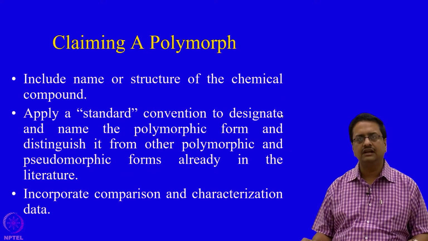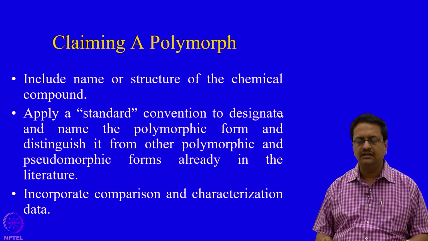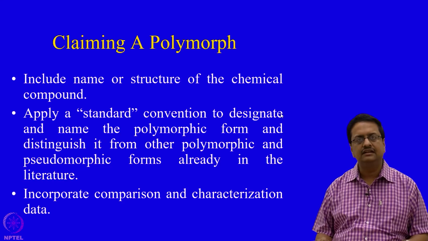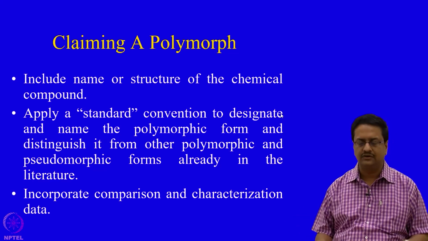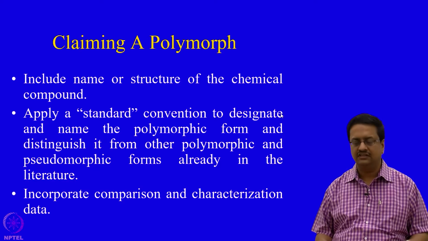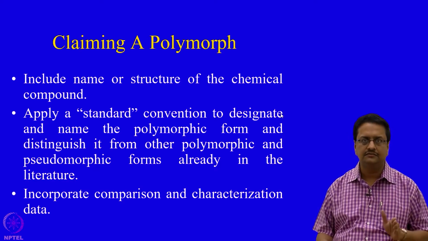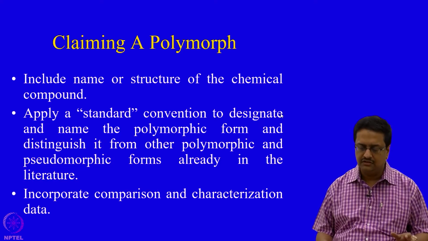So, when we try to claim that we have generated a new polymorph, we first include the name or structure of the chemical compound, apply a standard convention to designate and name the polymorphic forms, distinguish it from other polymorphs and pseudo-polymorphic forms already in the literature using some physical methods, and incorporate comparison and characterization data for the new crystalline form that has been identified.